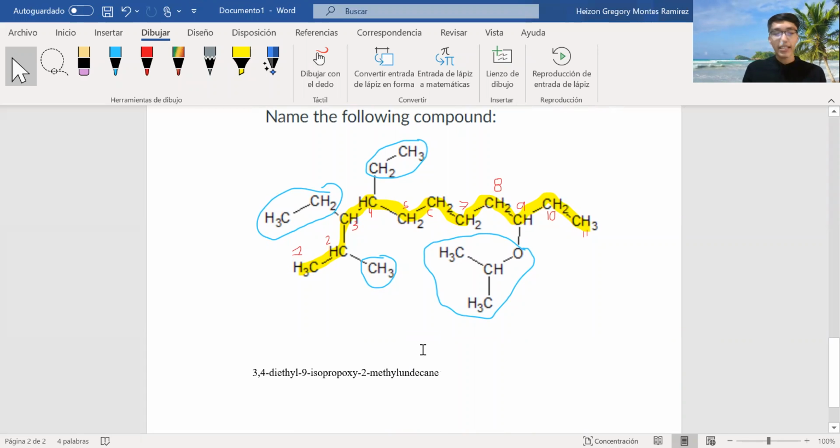So it is 3,4-diethyl, 9-isopropoxy. It is isopropoxy because of the ether. We add the oxy suffix. Sorry. Then 2-methyl undecane. It is also an alkane. That's why the ane at the end.